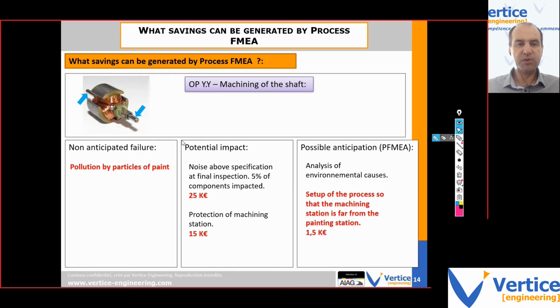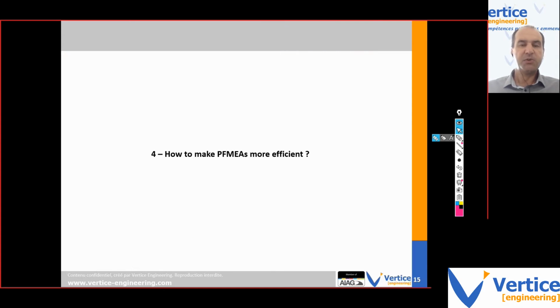We may have pollution of the shaft with paint, the same, we have a 1 to 10 ratio between the action that we do in anticipation and the full cost of the issue. So we showed that Process FMEA, when it's well applied, is something that can bring dramatic values and dramatic savings to industrial companies. The question now is, okay, but how do we make Process FMEA more efficient?